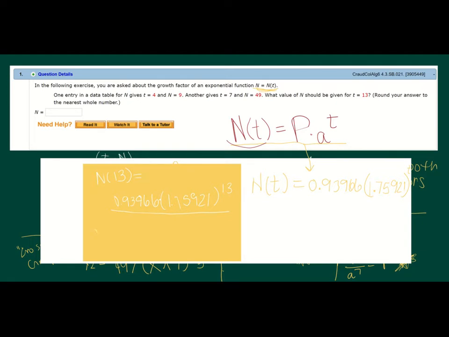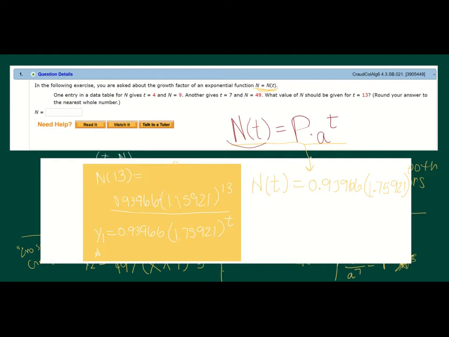you can enter in y1 is equal to 0.93966. These are all just approximations. Times 1.75921, all raised to the t power there. And then you can use the table functionality of the calculator to go get this value. No matter how you do it, what we're going to do at the end is round to the nearest whole number. All right, so go calculate that and come back and check and see if you got what I got.